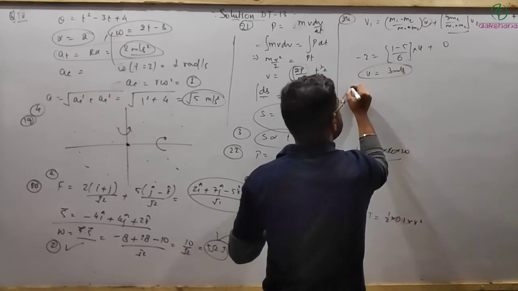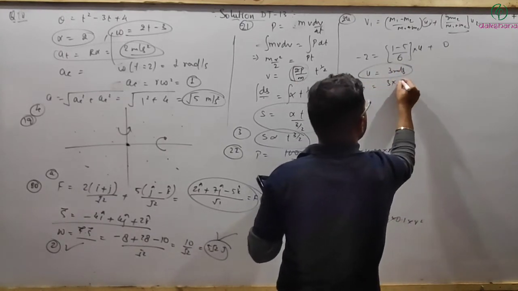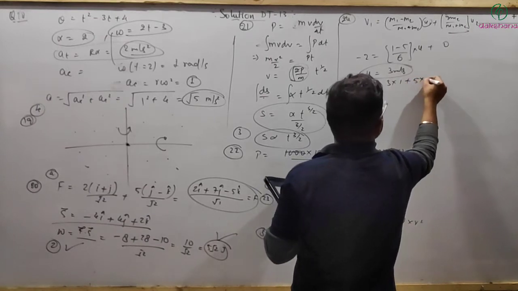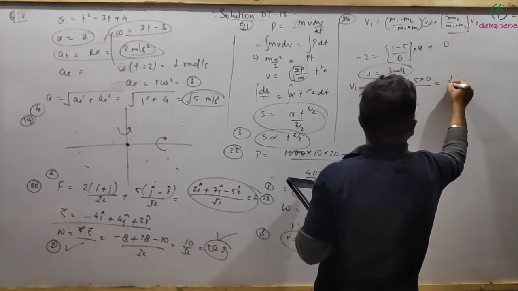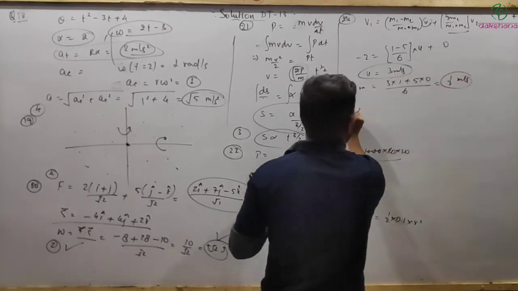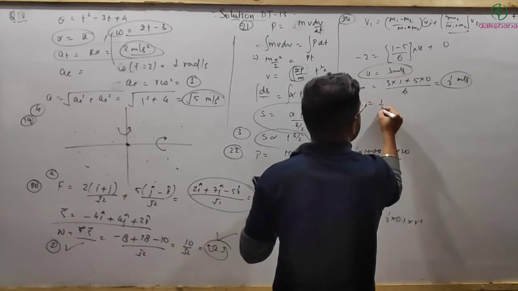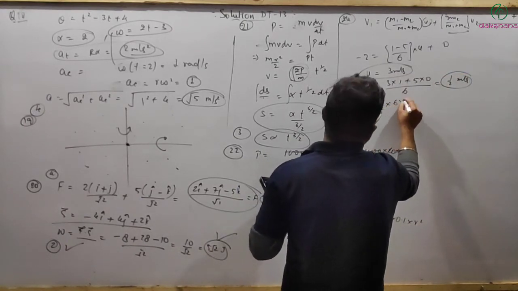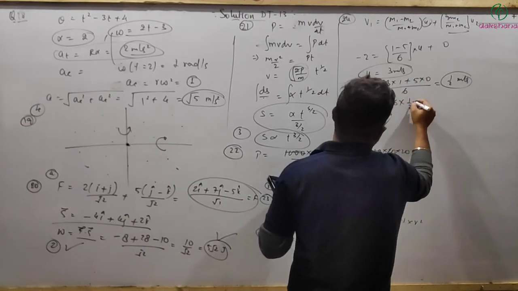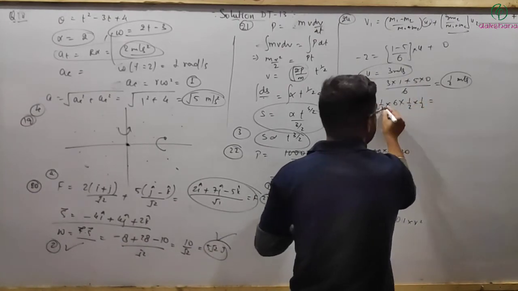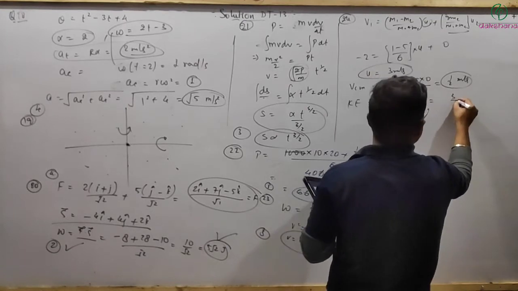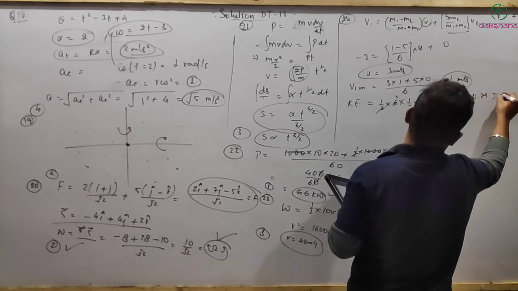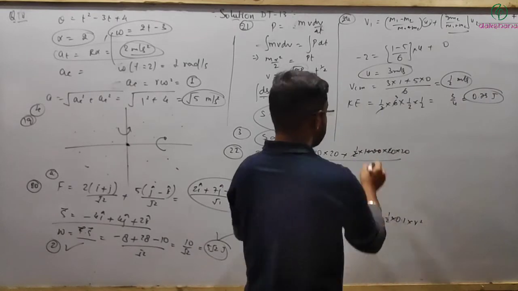So then velocity of center of mass vcm is equal to (3 into 1 plus 5 into 0) divided by 6, that is 1 by 2 meter per second. Then kinetic energy of center of mass is 1 by 2 into total mass 6 multiplied by vcm squared, 1 by 2 into 1 by 2, and that's coming out to be 3 by 4, that is 0.75 joule. That's the answer, matching with option number 1.